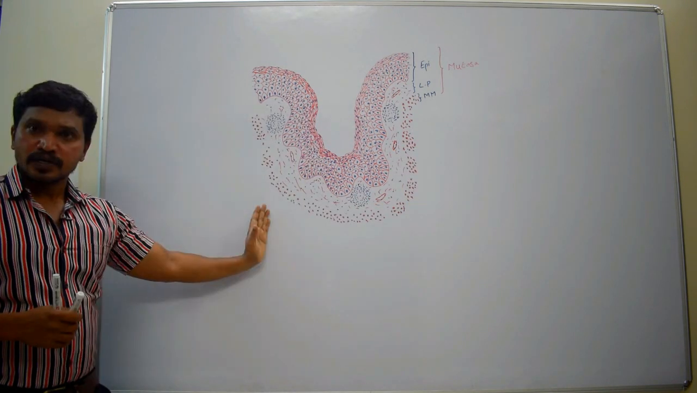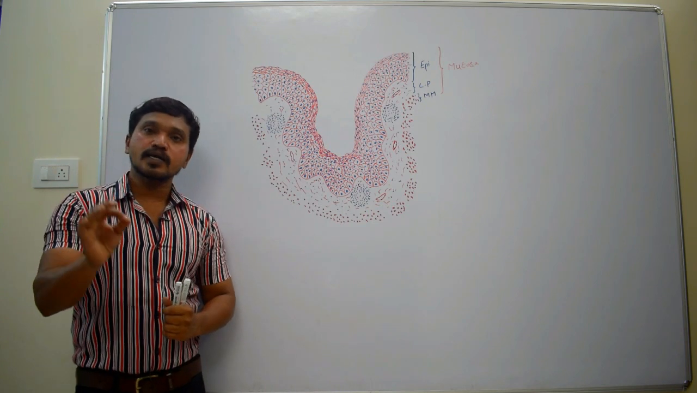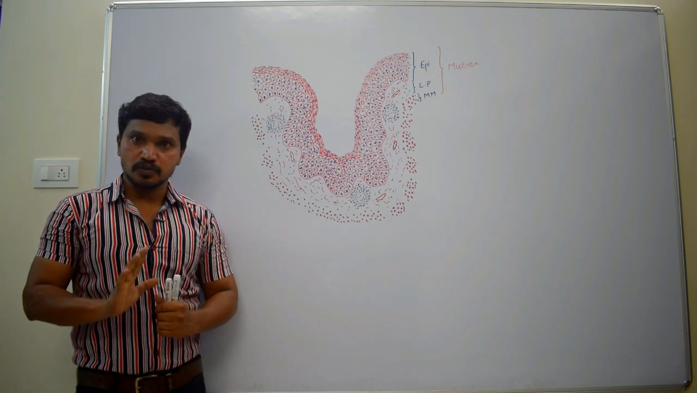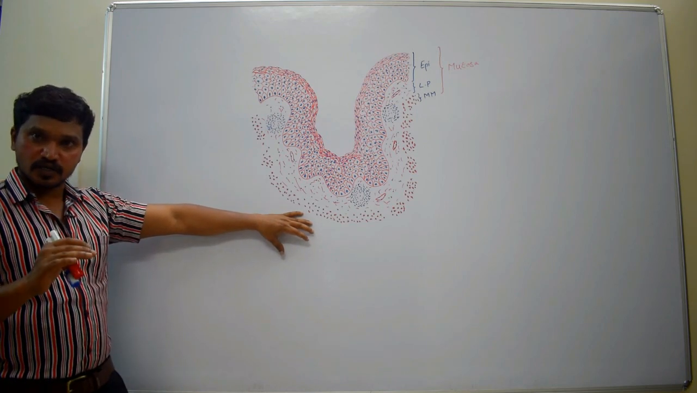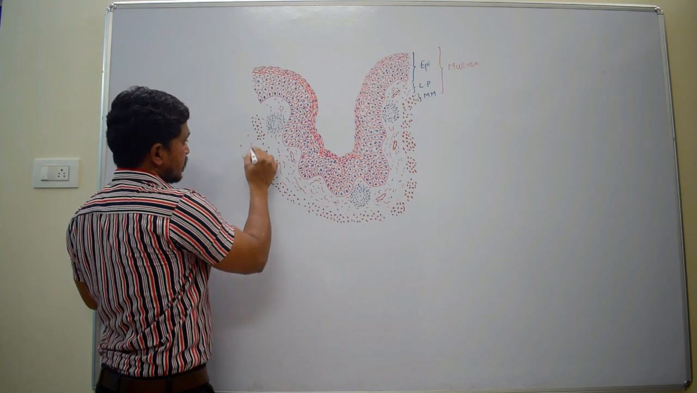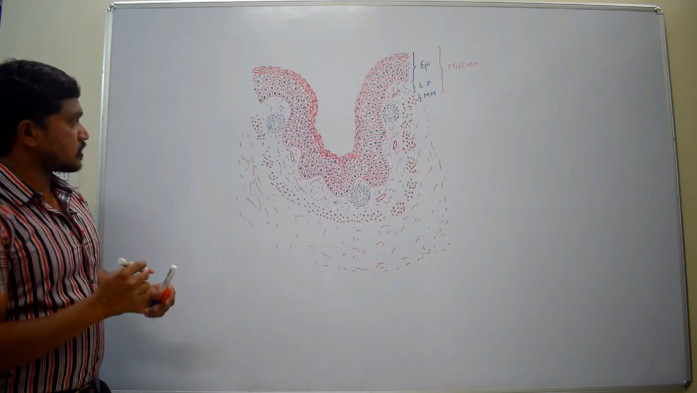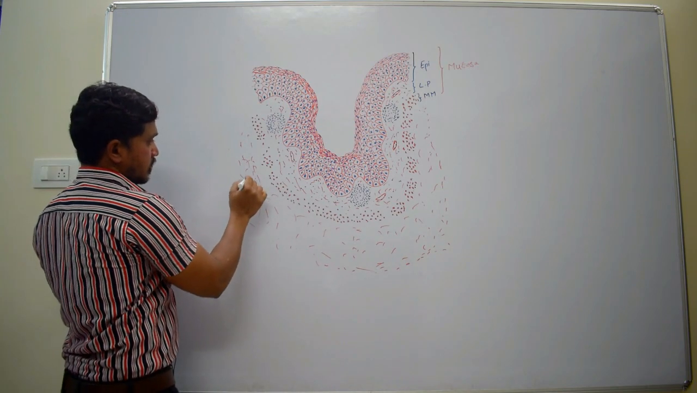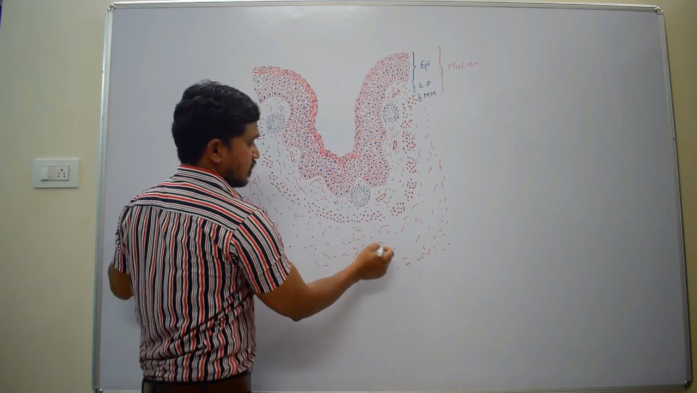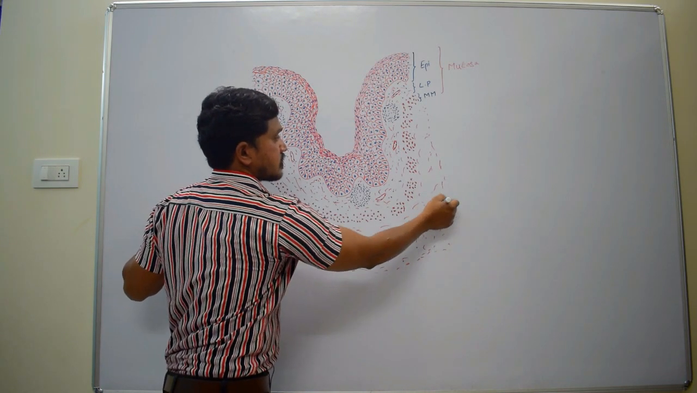Then, the next layer is submucosa. Submucosa is made up of moderately dense irregular connective tissue. So here we have to draw moderately dense irregular connective tissue. Here I am drawing dense irregular connective tissue. These are connective tissue fibers. Then I will put some connective tissue cells. These are the nuclei of connective tissue cells.